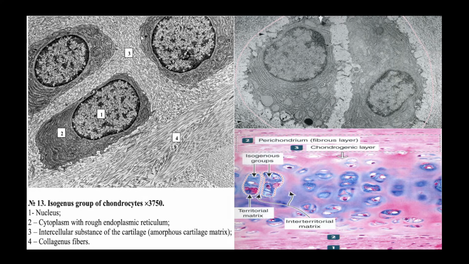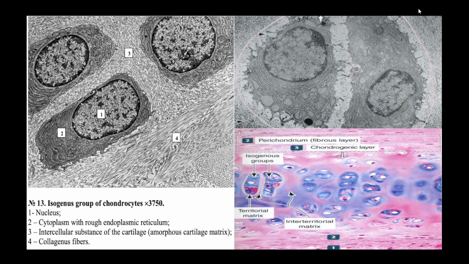In the isogenous group of chondrocytes, very well visible are the nucleus, number 1, and the cytoplasm with rough endoplasmic reticulum. The intercellular substance of cartilage, amorphous cartilage matrix, is under number 3. This is a territorial matrix, and collagenous fibers are on the border between the territorial and interterritorial matrix.